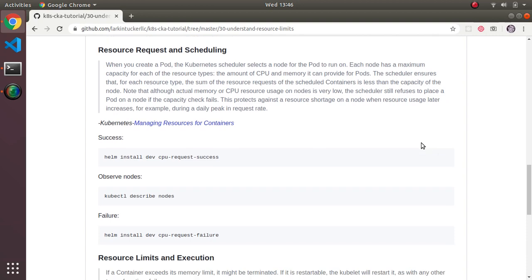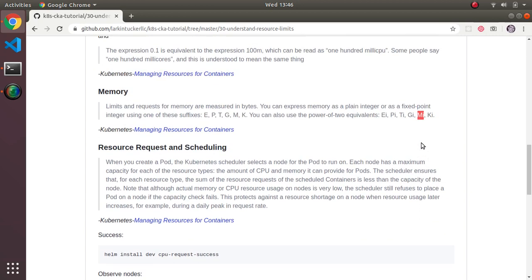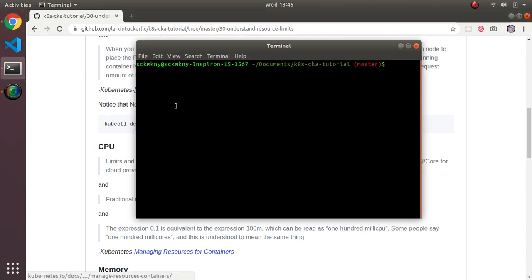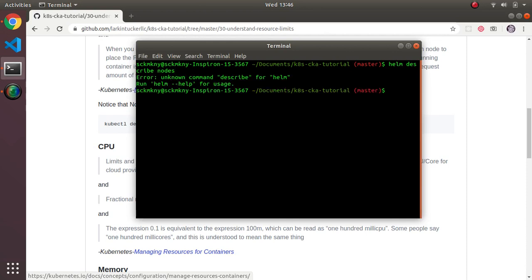So what we're going to do now is, actually, I wanted to look at something here. I want to describe the nodes real quick so we can see. kubectl describe nodes.